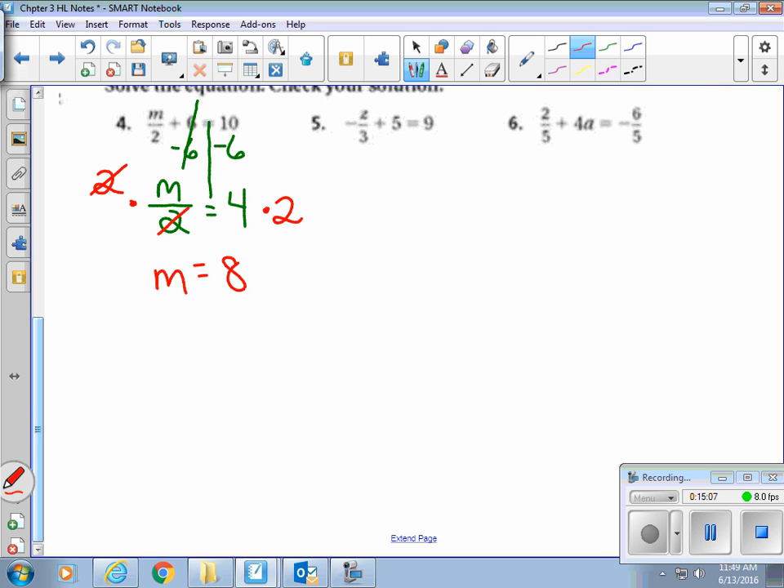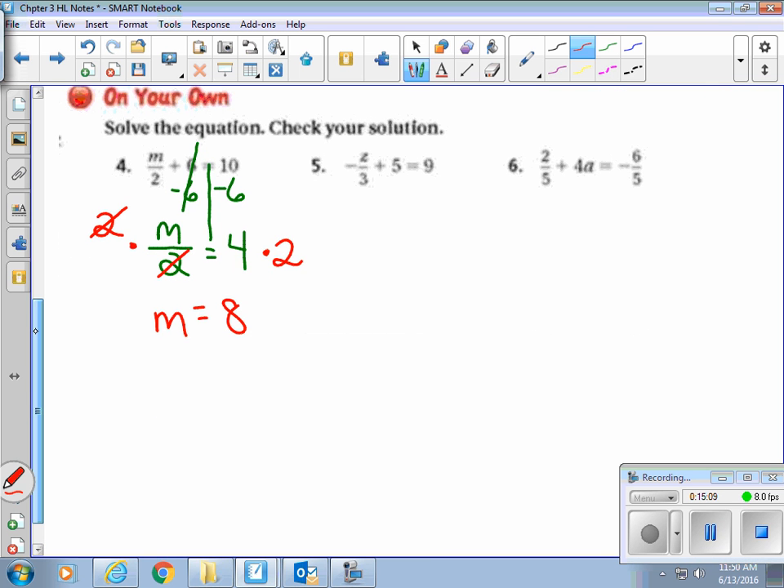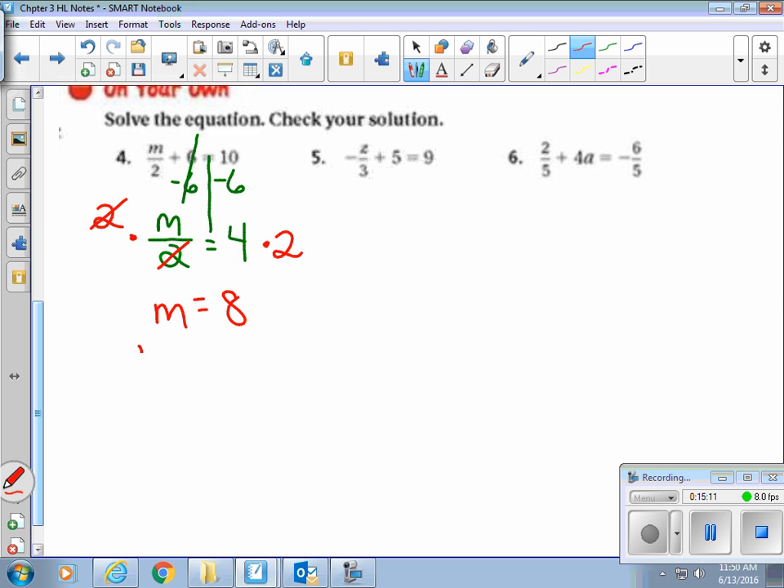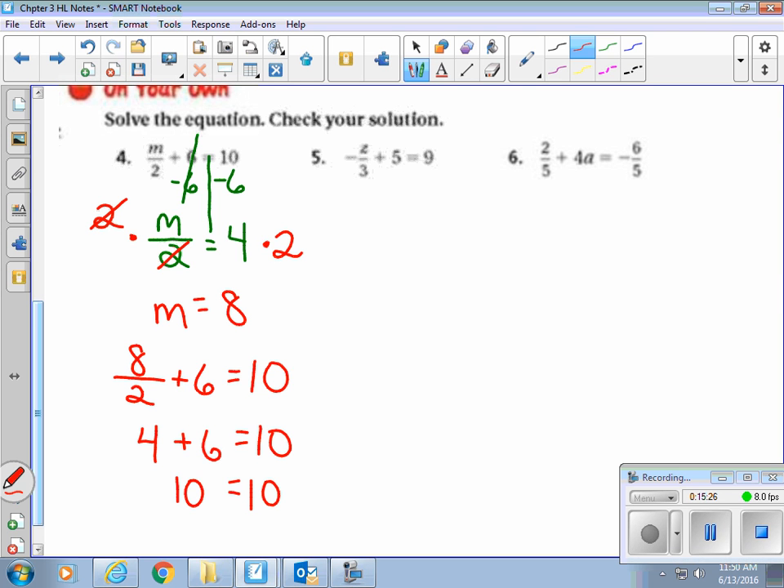Again, you will always substitute these back in to check. So m is now an 8, so I'm going to rewrite it as 8 divided by 2 plus 6 equals 10. And we can simplify that. 8 divided by 2 is really 4, and 4 plus 6 gives me 10 on both sides of my equation, leaving me with a correct answer of 8.